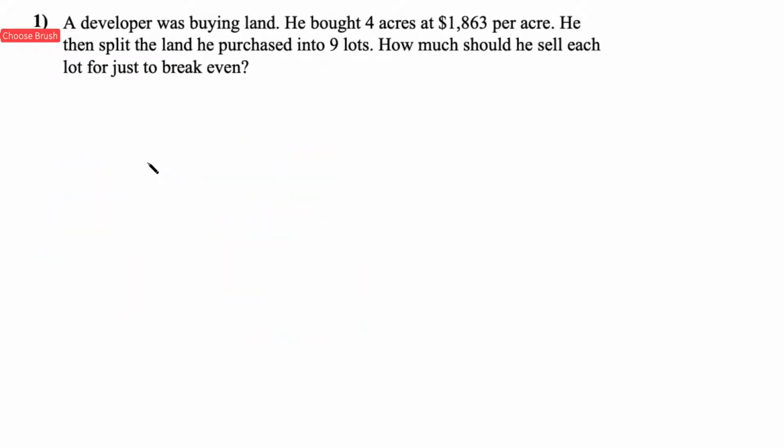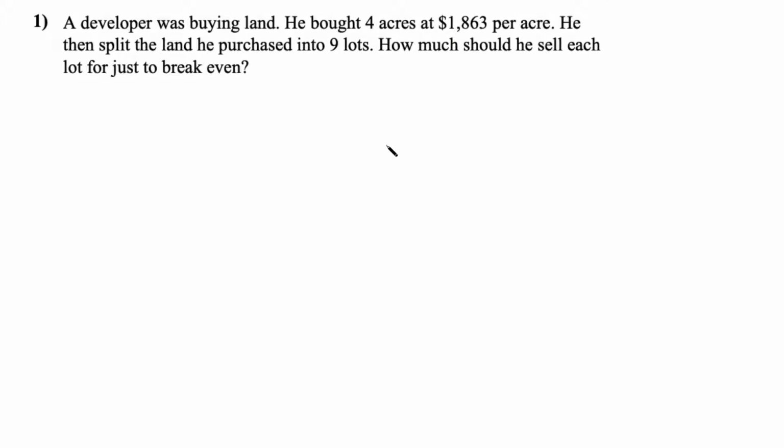Alright, so this is our next type of multi-step word problem. So this reads, a developer was buying land. He bought 4 acres at $1,863 per acre. He then split the land he purchased into 9 lots. How much should he sell each lot for to break even? So, we're going to start out with the first part of this problem.